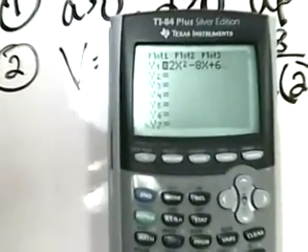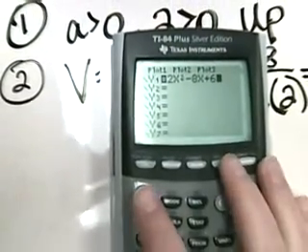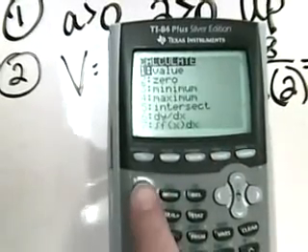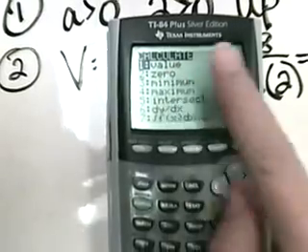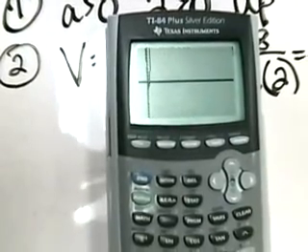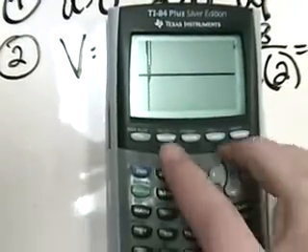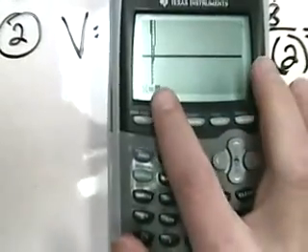Then to be able to find a value, meaning to be able to find y, I'm going to go to second trace. So second trace, and they give me this list. I want value, so I'm going to hit enter there. And you'll see it graph. Now, mine's not great. Mine's real skinny.